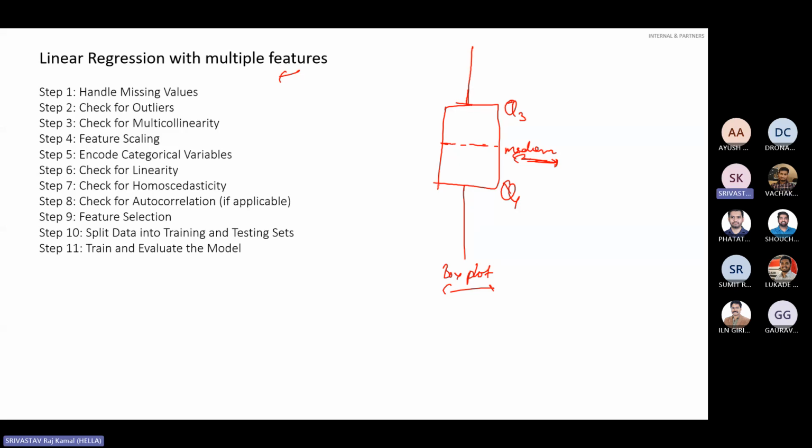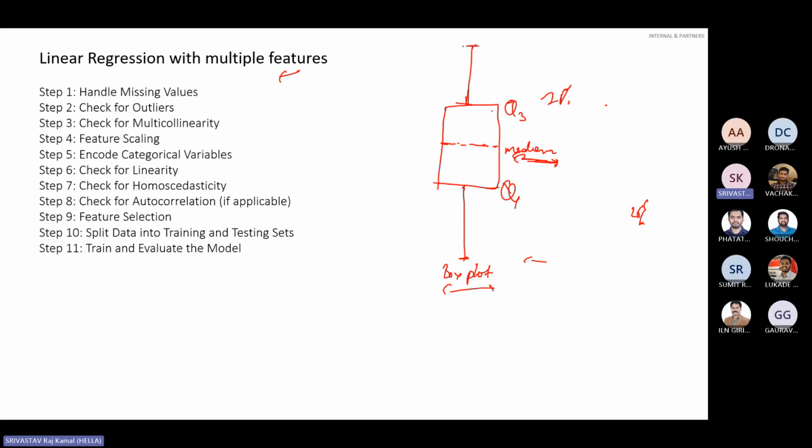A box plot is a technique which is represented in a box form. It comes with whiskers. This is the left whisker which goes toward here, and this is the right whisker. This term is known as the median. Median represents the 50th percent value. This is quantile 1, this is quantile 3. Quantile 1 is the 25th percentile of the values. Quantile 3 is the 75th percentile of the values.